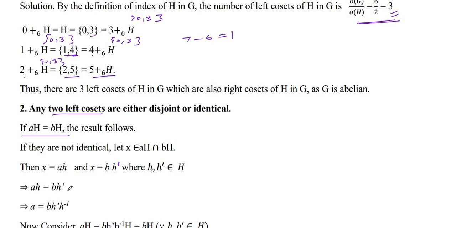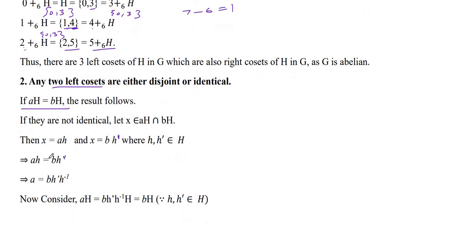So this gives ah equals bh prime. On simplification, because we are post multiplying both sides by h inverse, you get a to be bh prime h inverse. So if you consider aH, you replace your a by this. This h inverse is present in H, so H will absorb this, and so you'll be left with h prime H. Of course this b will be there. Again h prime is also present in H, it will absorb that, so these two will be absorbed by H, so you get bH. aH is equal to bH.